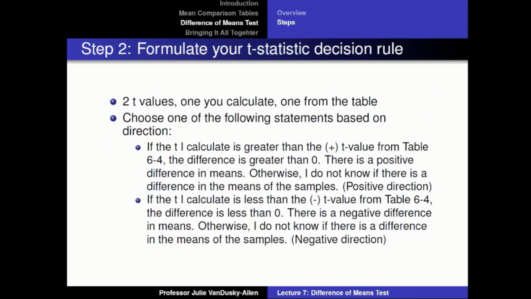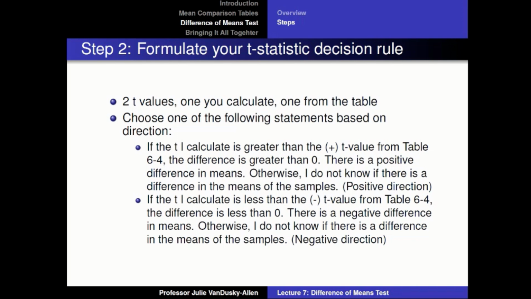The next step is formulating a decision rule. You will choose one of the following statements. Note, as you can see below, that throughout the difference of means test, you are going to be using two t-values. One you actually calculate, and one from the t-table that you will see in this lecture. So, choose one of the following statements based on the direction of your alternative hypothesis.